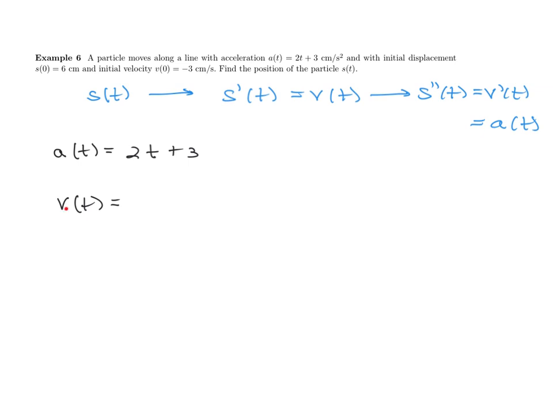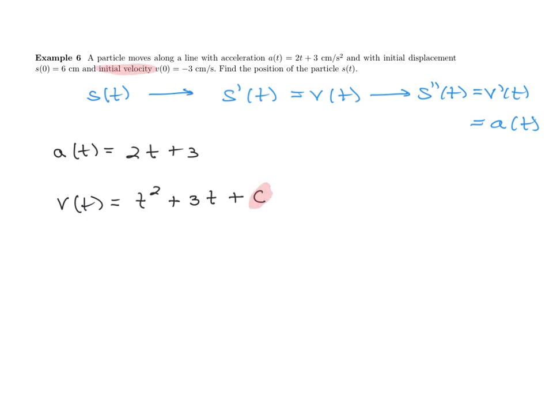Well, the derivative of velocity goes to acceleration, so the antiderivative of acceleration will go to velocity. Basically, we just have to find the antiderivative of this function. The antiderivative of 2t is t squared. The antiderivative of 3 is 3t. We have to add on an arbitrary constant c to find the most general antiderivative. Ideally, I'd like to know what this number c is equal to. How can we figure out what this c equals?